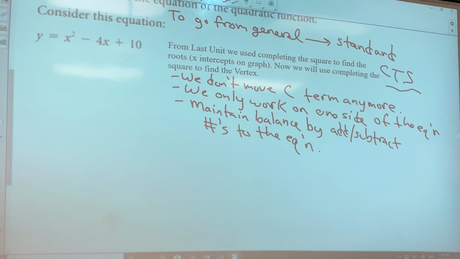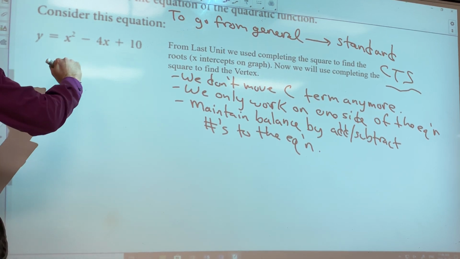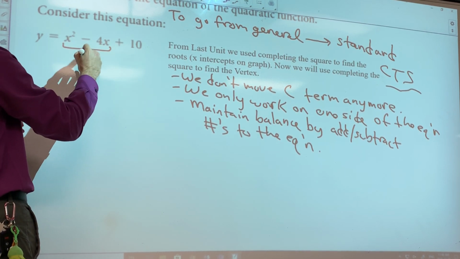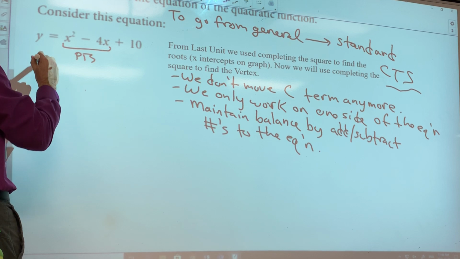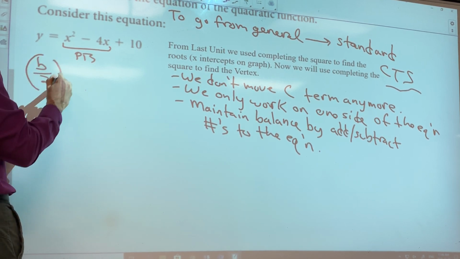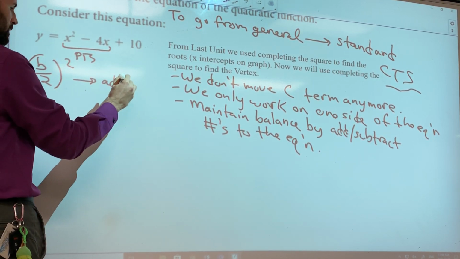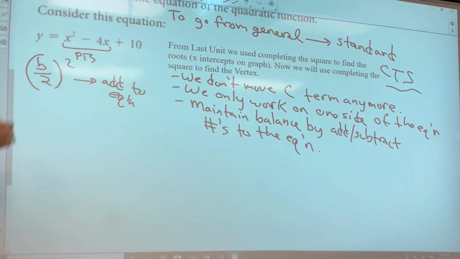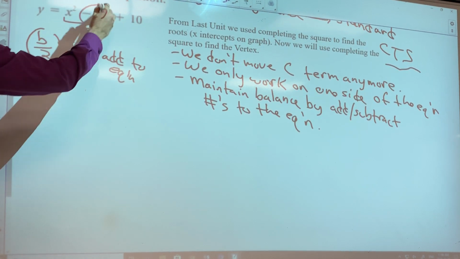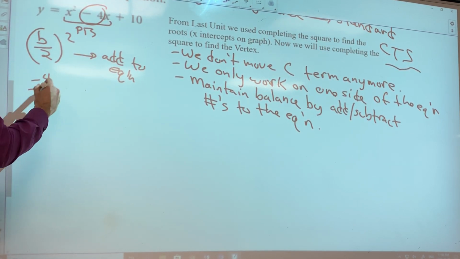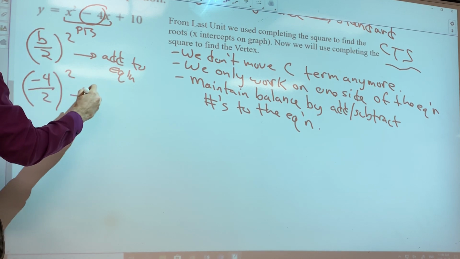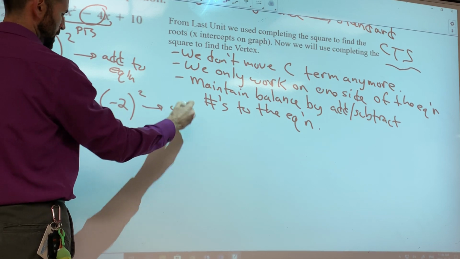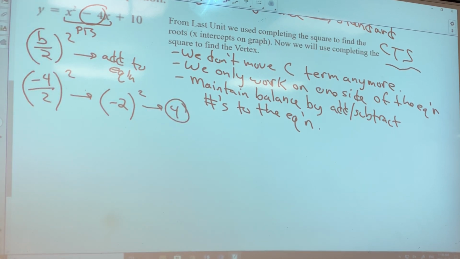All right, so let's see what it looks like. So if we were completing the square, we're not interested in the c term, we're interested in making this a perfect square trinomial, right? So what were we doing? We were taking the b term, dividing it by 2, and squaring it, and then we would add to the equation, right? From the last unit? Yeah, that's what we did. So we're going to take the negative 4, divided by 2, and square it. I'll show the middle step, so you get negative 2 squared. So the magic number to make this a perfect square trinomial will be adding 4.